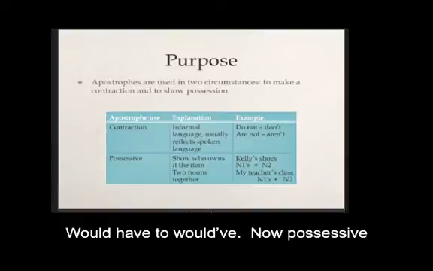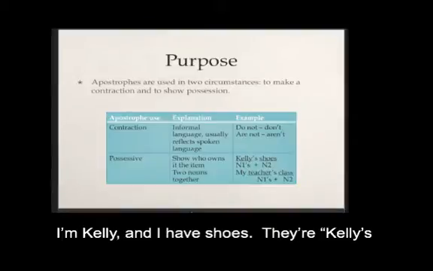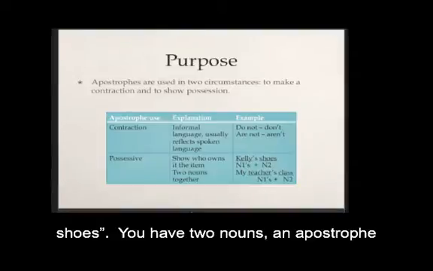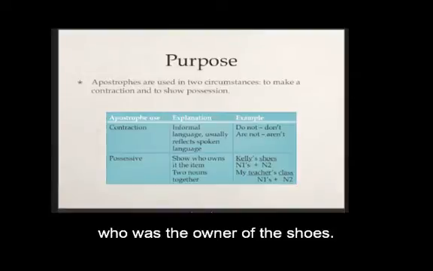Now possessive shows who something belongs to. So I'm Kelly and I have shoes. They're Kelly's shoes. You have two nouns. An apostrophe after the first noun and then an S shows possession and who is the owner of the shoes.